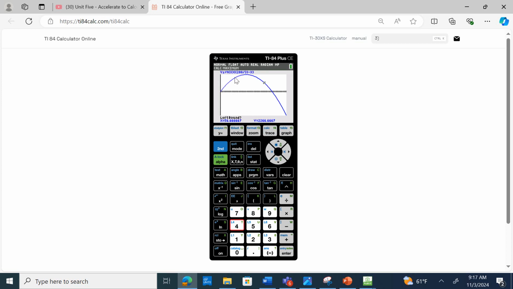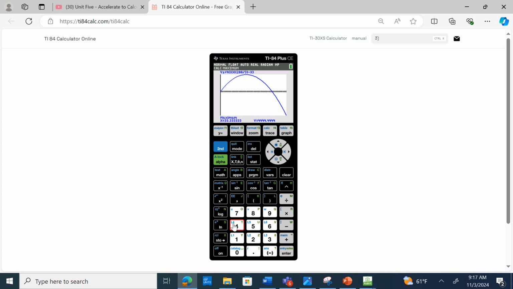I can go anywhere to the left, so I'm going to just type in a number that I know is to the left. There we go, that's 15. And then, oops, that's a little bit too far to the left. Let's try this again. Second trace, maximum. We'll go anywhere to the left of the highest point, and I'll press enter. Then anywhere to the right of the highest point, again, I'll press enter, and then back to the highest point. And there we have it.